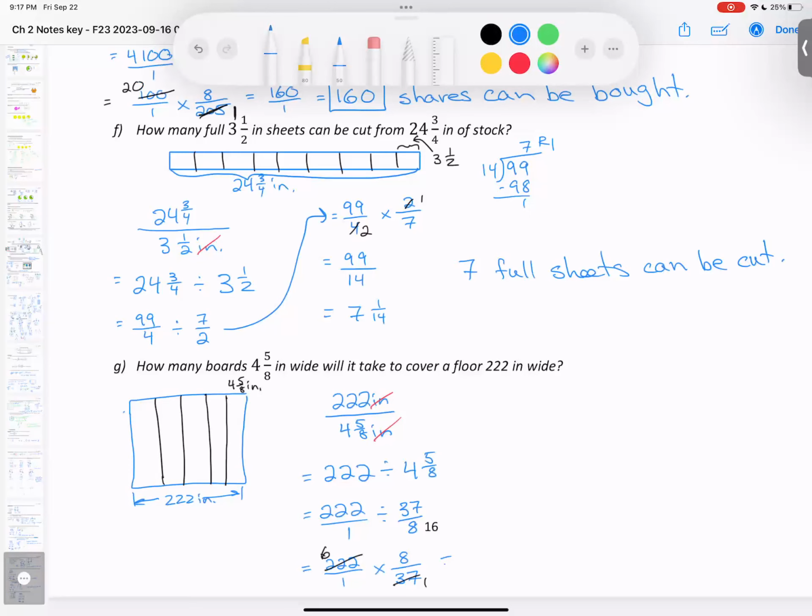And then that's going to give me an answer of 6 times 8 gives me 48 over 1 times 1. So 48. So we can place 48 boards to cover the floor. And that's it for chapter 2.